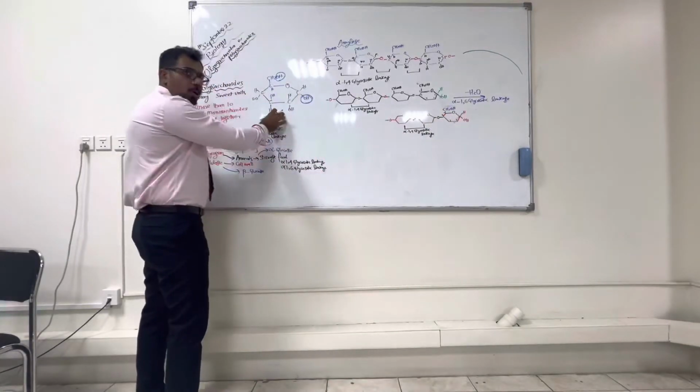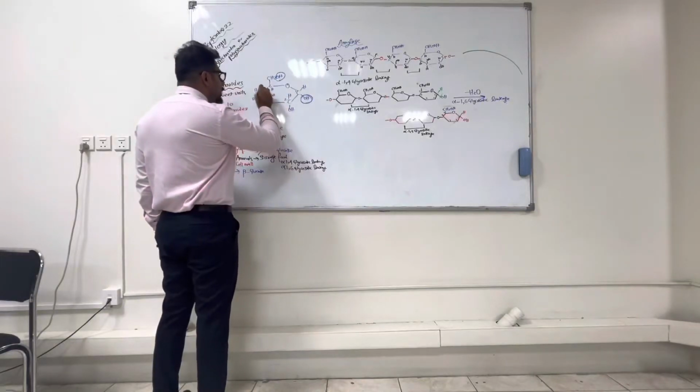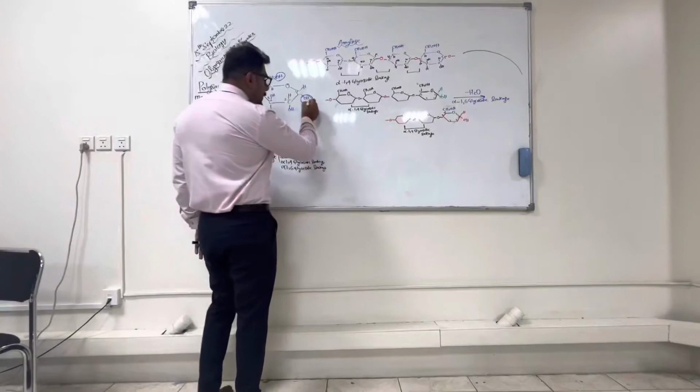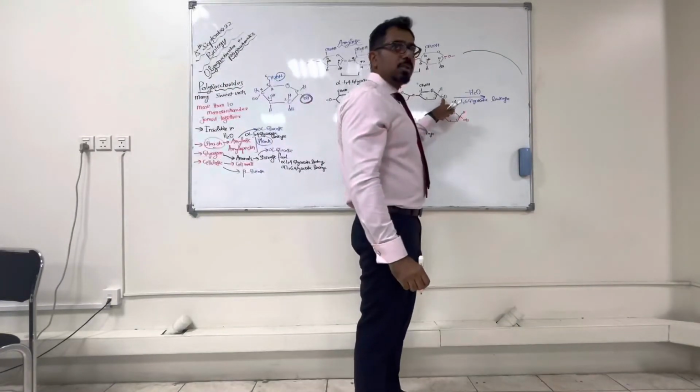This is the glucose molecule right in front of you. This is carbon number 1, 2, 3, 4, 5 and 6. At carbon number 1, do you see a hydroxyl group? This is carbon number 1, you see a hydroxyl group.